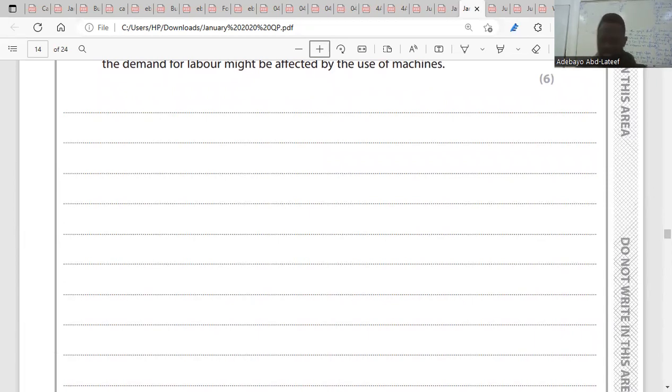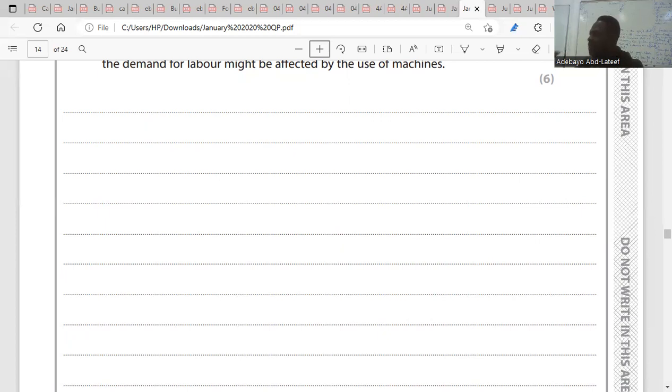And as soon as you do that, the next thing you talk about is how the use of machines affects the demand for labor. Having defined what demand for labor is, you explain that demand for labor is a derived demand. This is how you make the point. First, you explain what demand for labor is. Then you say it is a derived demand, which means labor will be employed only when it is needed. That's the second point.